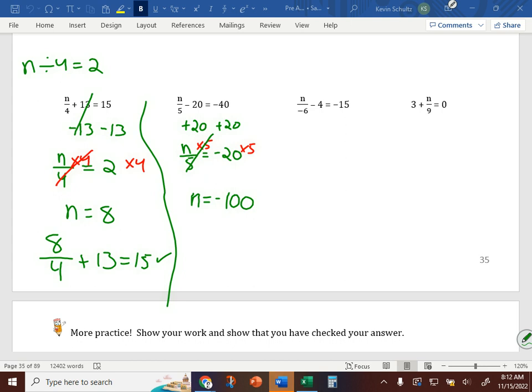Let's prove it. Negative 100 divided by 5 minus 20. Well, negative 100 divided by 5 is a negative 20. And negative 20 minus 20, we start 20 away from 0 and go 20 further. That brings us to negative 40, which is exactly what we wanted it to equal. Okay? How are we feeling? Good?